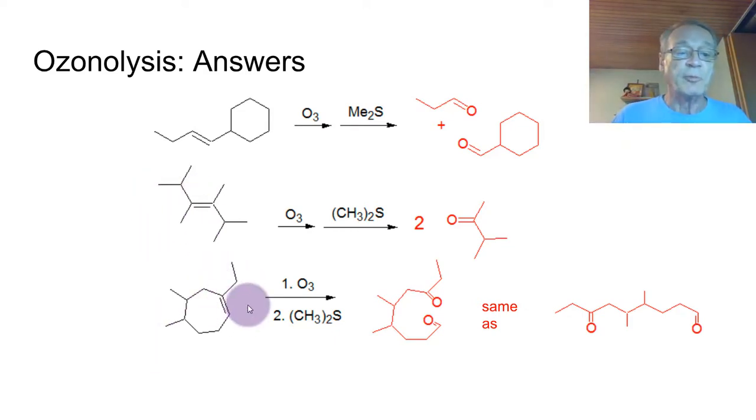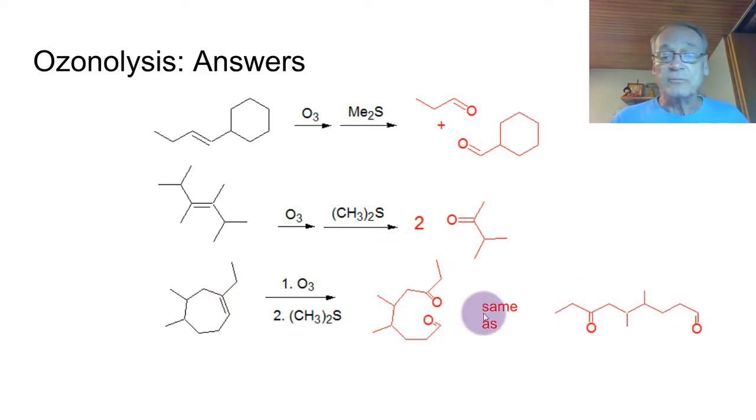This one is a double bond in a ring, like that other example we saw. So we're going to split it right there. That's going to become a double bond O, and that's going to become a double bond O. So here's that ethyl group, and then a C double bond O, and then a CH2, then a carbon with a methyl, then another carbon with a methyl, and then a CH2, a CH2, and then a CH with a double bond O.